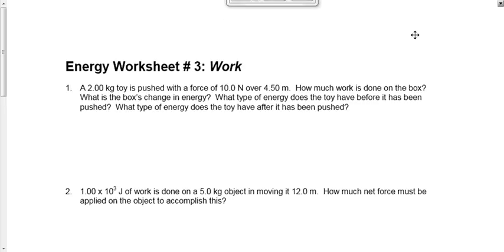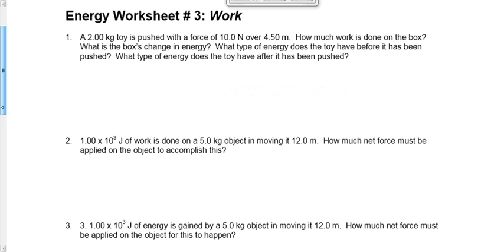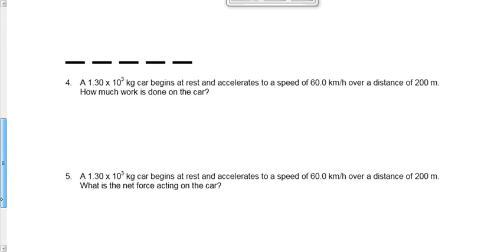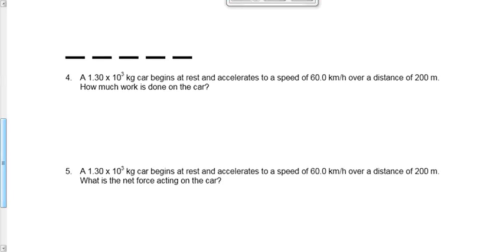Our homework that we had over the weekend was on the concept of work, of course, which we defined as the change in energy. We have to go over two questions here, questions number 4 and 5 from the worksheet that we had on work. Number 4 says a 1.3 times 10 to the 3 kilogram car begins at rest and accelerates to a speed of 60 kilometers per hour over a distance of 200 meters. How much work is done on the car?